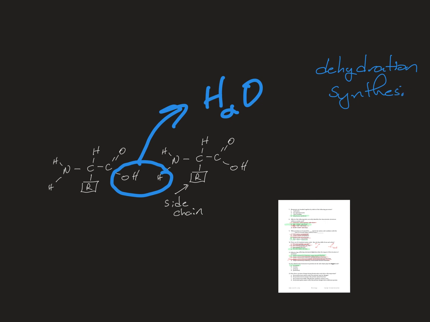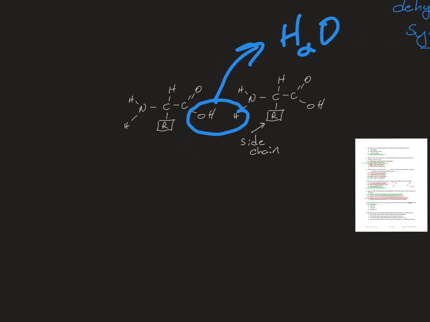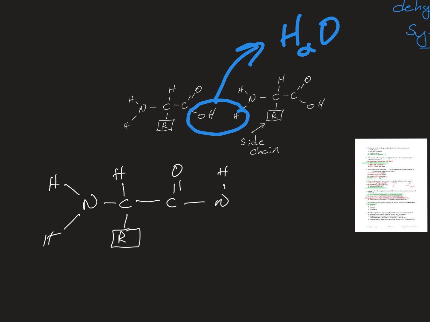You can go back and look at the videos that we did in class, and you'll see that what you're doing is you're linking them together by linking the carboxyl group of one amino acid to the amine group of the other. And I said this is called the peptide bond.